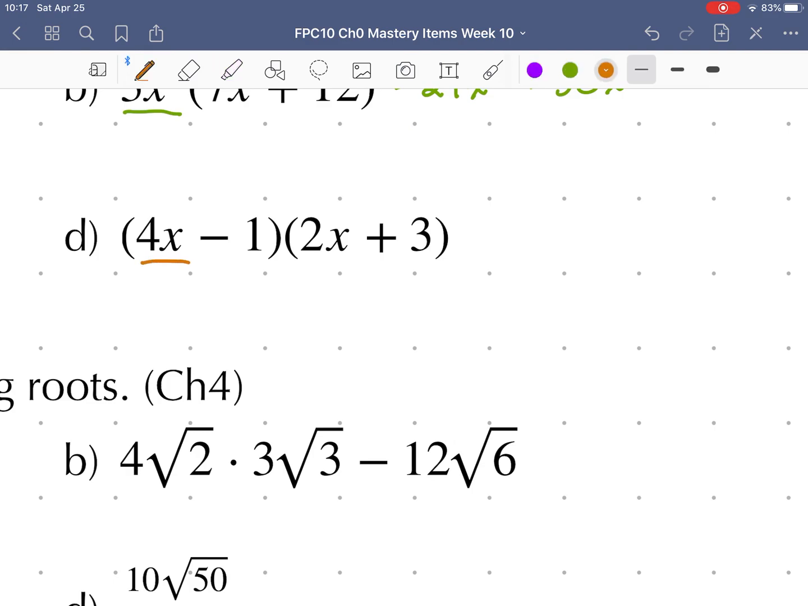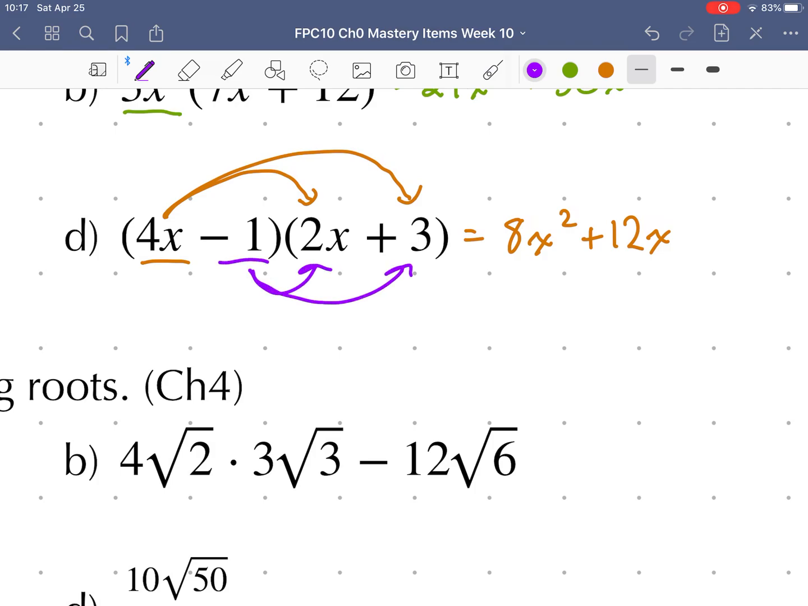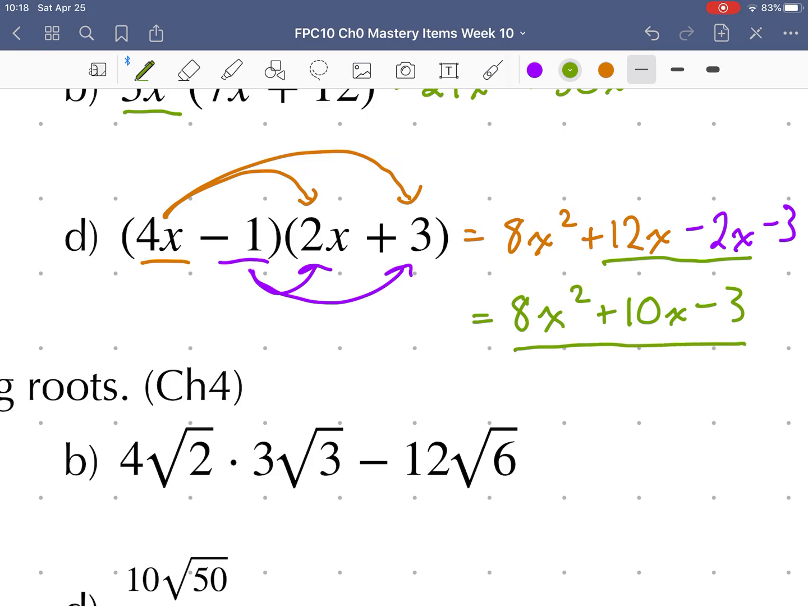Next one, same thing. Binomial times binomial. So we take our 4x and we multiply it out to every term in the second polynomial. So we get 8x squared plus 12x. Then we work with our negative 1 times it to every term in our second polynomial. Subtract 2x, subtract 3. Combine our like terms together to simplify our answer to get 8x squared plus 10x minus 3. And again, we get a trinomial here, 3 terms of degree 2 because our biggest exponent is squared.